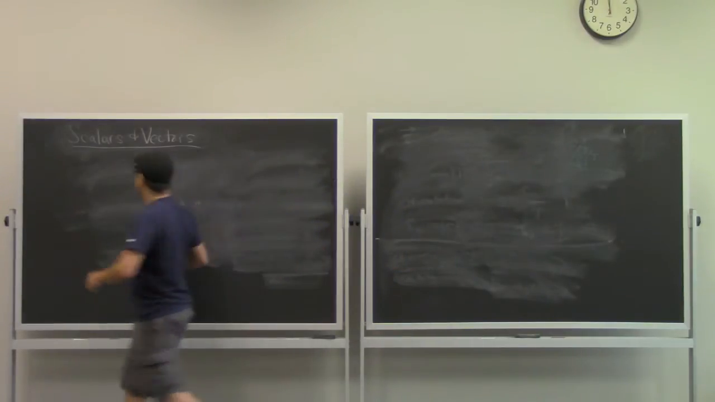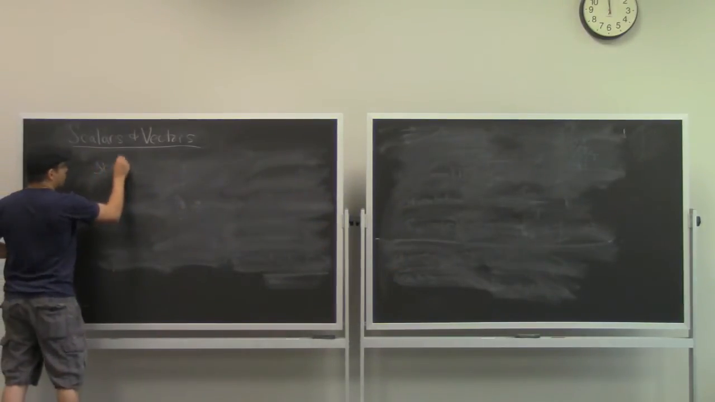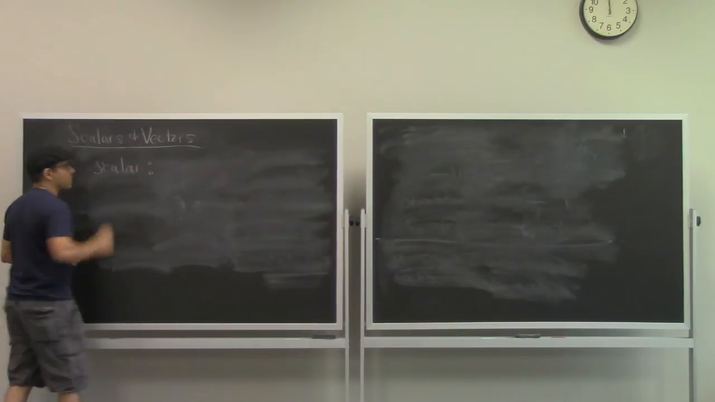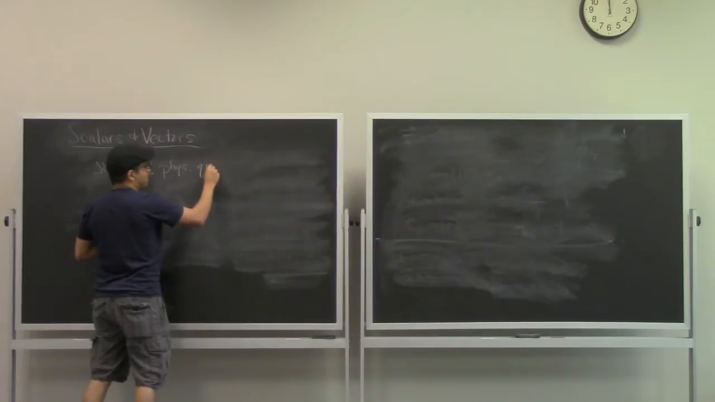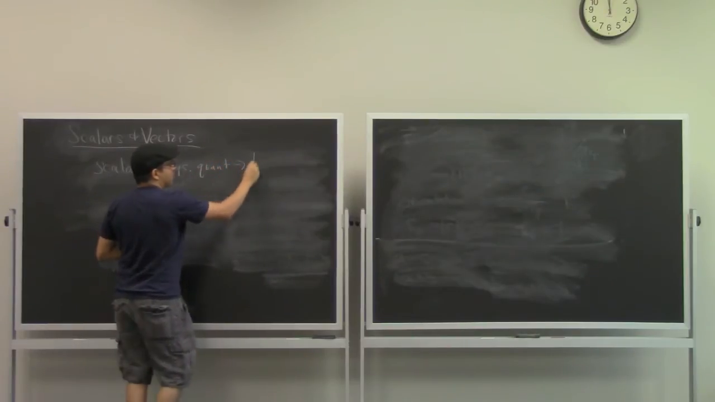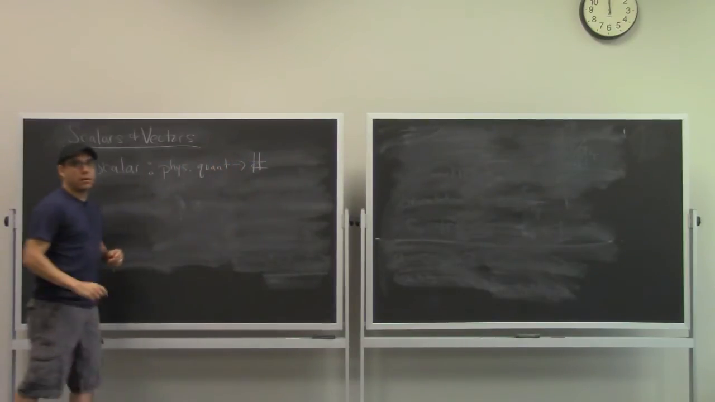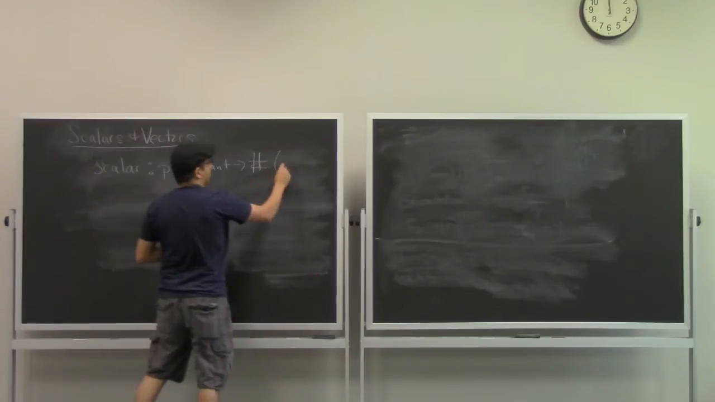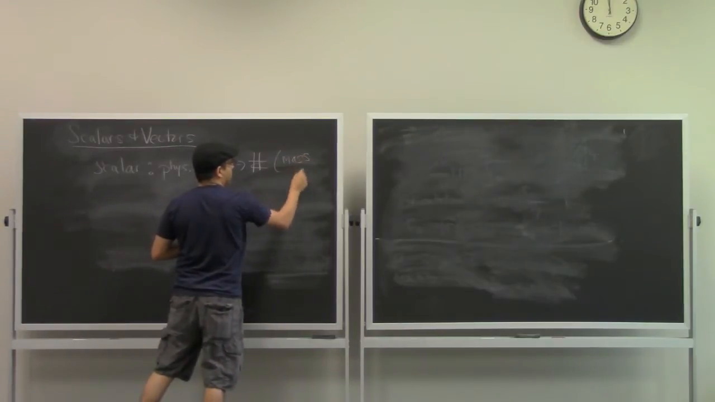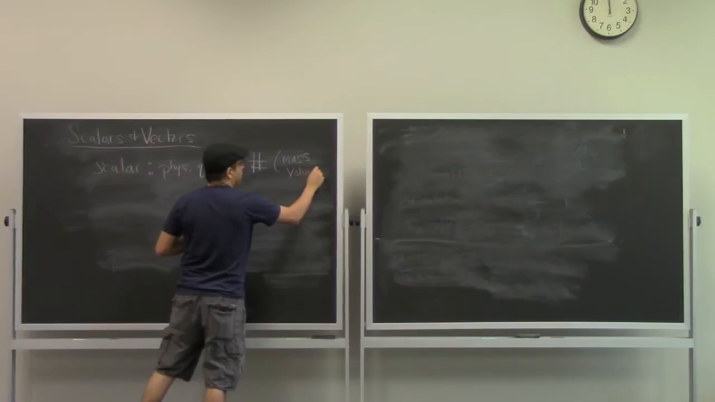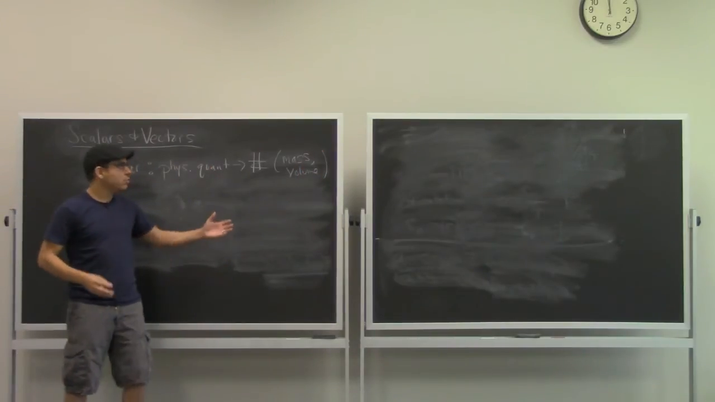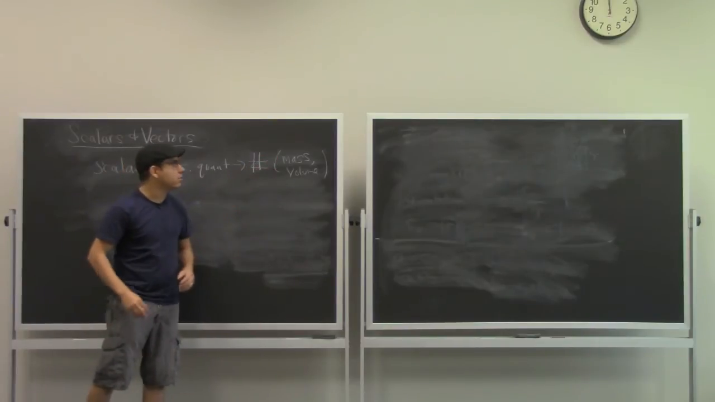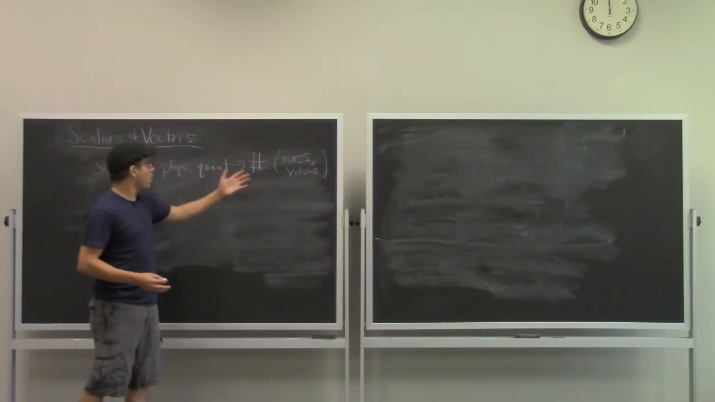So first, let's just start with a very basic definition. A scalar in physics is any physical quantity that can be represented by just a number. So that would be something like mass or volume, where the amount of stuff or the amount of space it takes up is all you need to know about the mass or the volume of that quantity.